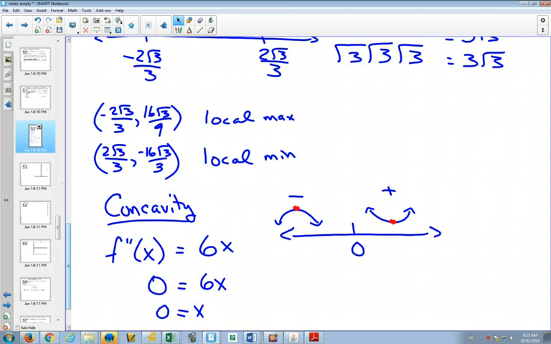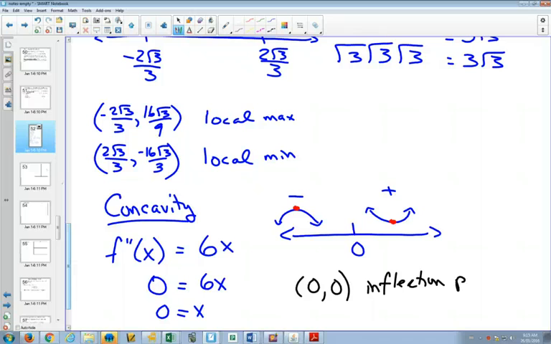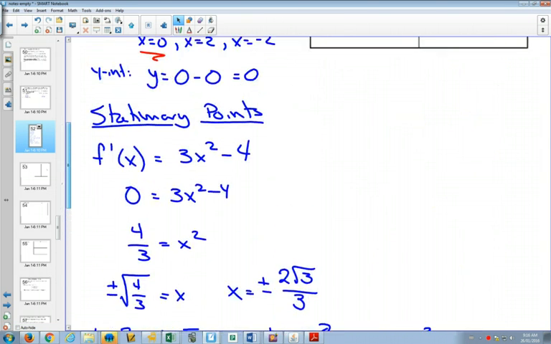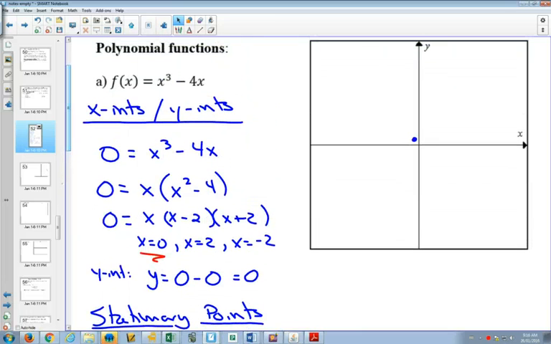And since we already know that the point is 0, 0, because we did that earlier, we can just label that now as our inflection point. Now that we've gone through all of our stuff and we have our points, it's just a matter of putting them on our graph and setting some sort of scale up.